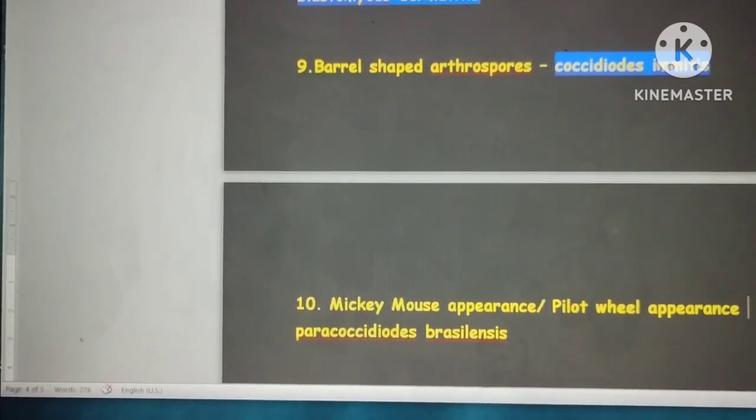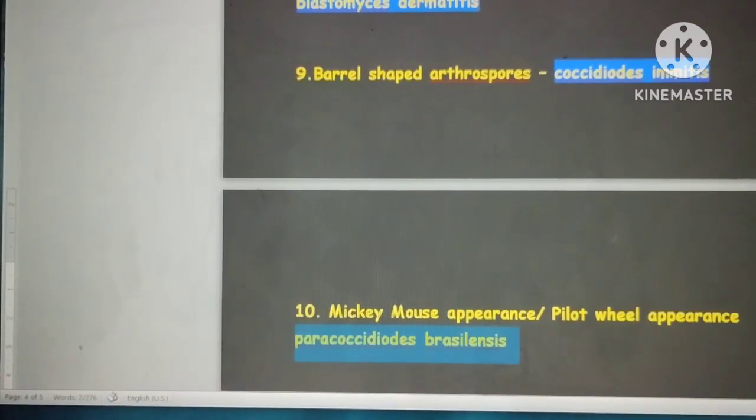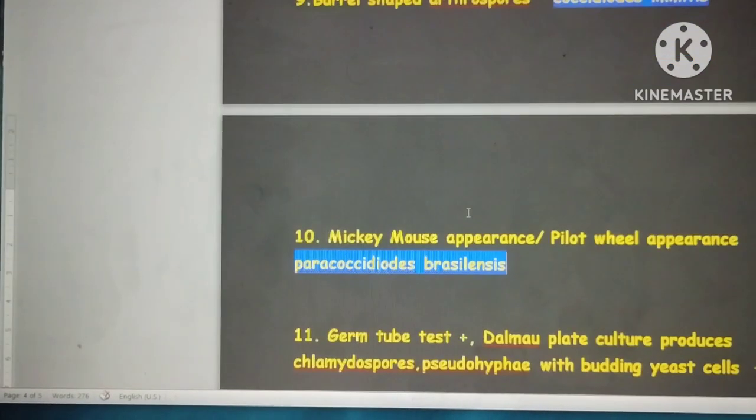So what is the causative organism? That will be given, and you can make it out clearly. There will be some key points in every question. You want to pick out that key point to make out the diagnosis. If you make that out, it is very easy to rule out the options.